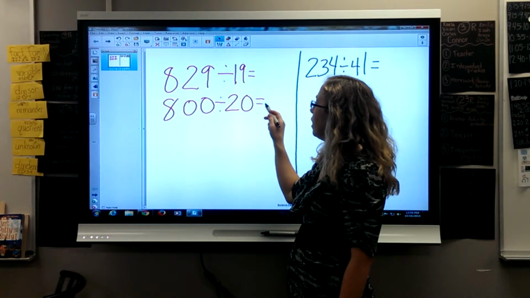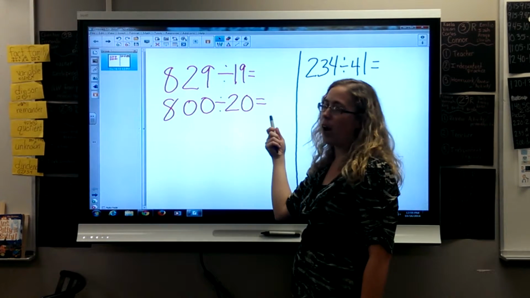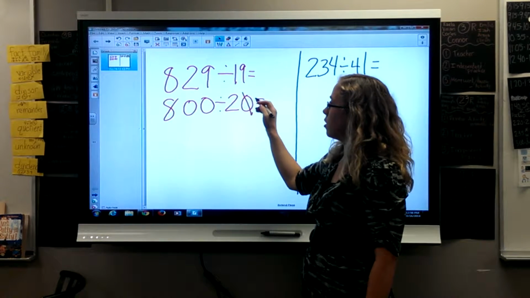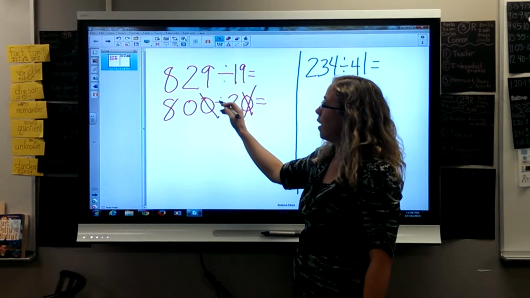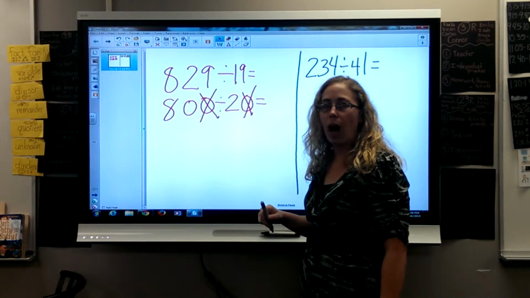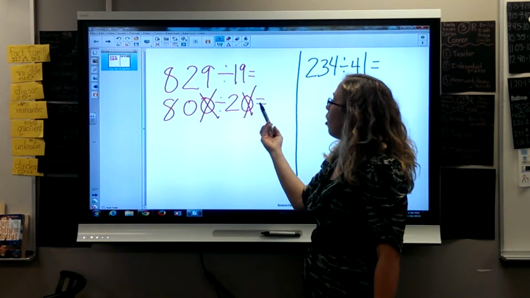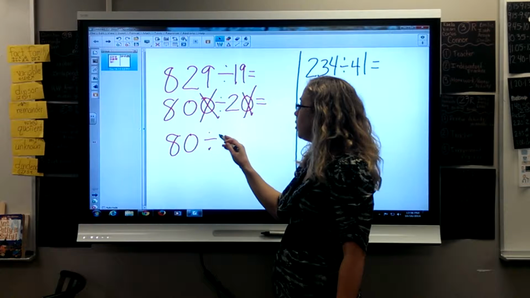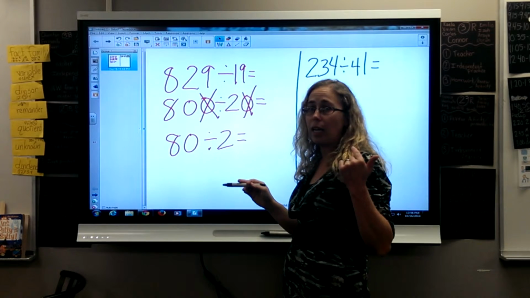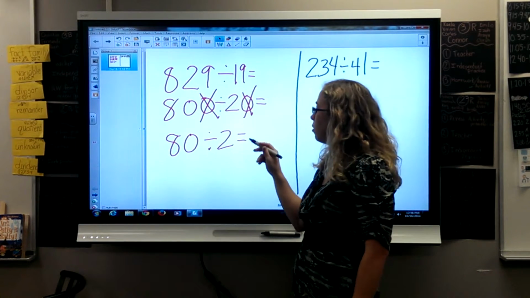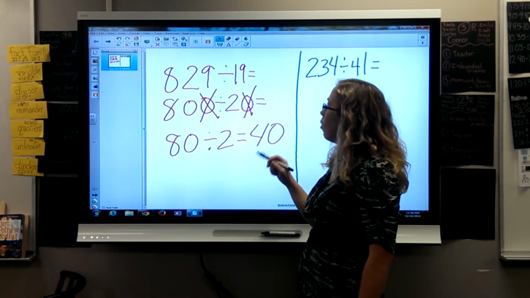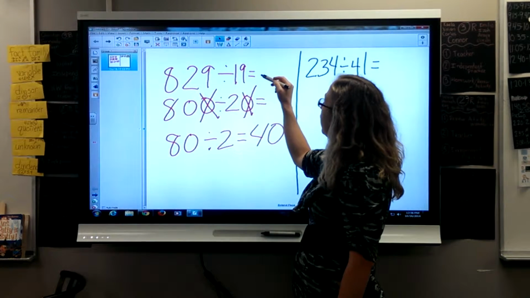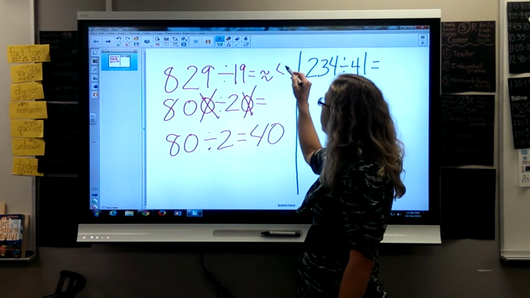And then we can very easily do the mental math of what 800 divided by 20 is. In our last unit, you learned that if there's a 0 on this side of the division sign and a 0 on this side of the division sign, we can cross them both off to make our math easier. So what we end up with is, what is 80 divided by 2? And then you can very quickly and easily in your head know that 80 divided by 2 is 40. So the answer to 829 divided by 19 will be about 40.